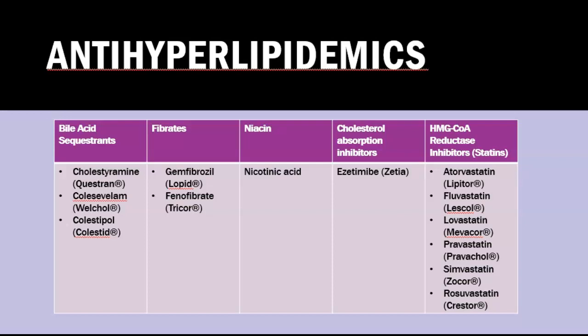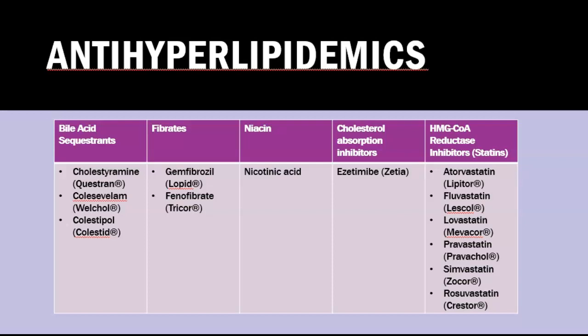And then you've got your HMG CoA reductase inhibitors, or they refer to them as statins because the end of the drug name is statin. So atorvastatin, fluvastatin, lovastatin, pravastatin, simvastatin, and rosuvastatin. So you will probably come into contact with a statin. How these work, each category works a little different in the body, but in general, they will lower your cholesterol, help prevent atherosclerosis, and decrease that risk of cardiovascular disease.